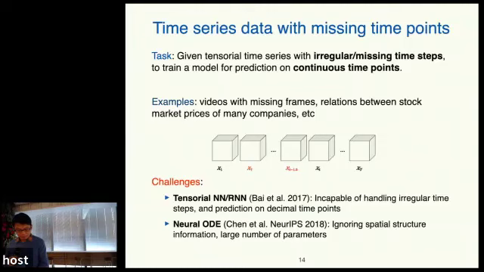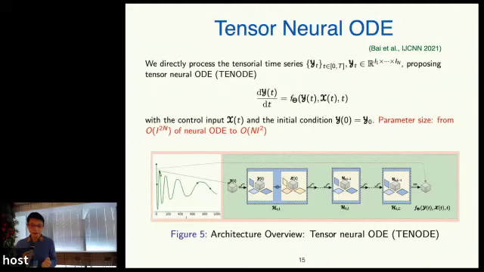So then we propose a model called a tensor neural ODE. Our goal is first to capture the tensor structure efficiently. And second, we want our model to have fewer parameters. The original number of parameters we need is I to the power n, and we reduce it linearly to n. And in each layer, we use a tensor contraction operation instead of a traditional neural network.